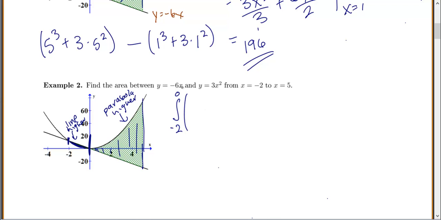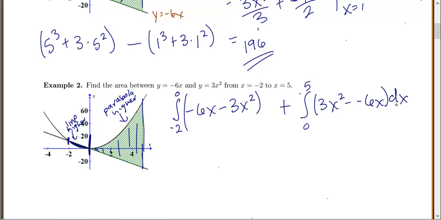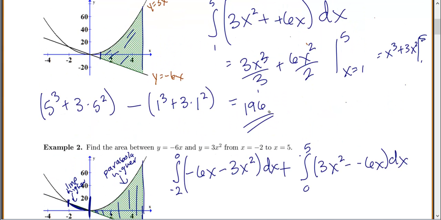So when my line is higher, I put that first, so negative 6x minus 3x squared from negative 2 to 0. Plus, now I'll do my second section. So my second section will go from 0 to 5, and there my parabola is higher, so we'll do 3x squared minus my negative 6x, dx. You need to always put the dx.